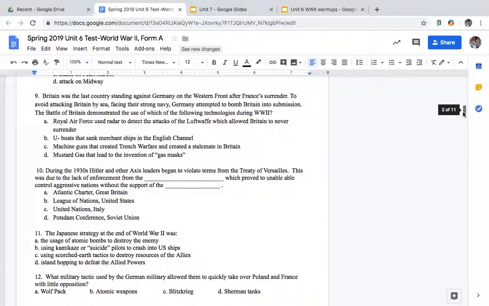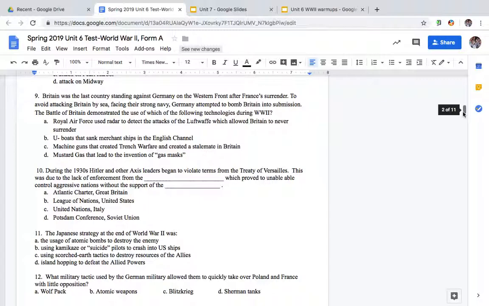Number 9. Britain was the last country standing against Germany in the Western Front after France's surrender. To avoid attacking Britain by sea, facing their strong navy, Germany attempted to bomb Britain into submission. The Battle of Britain demonstrated the use of which of the following technologies during World War II? A. The Royal Air Force used radar to detect the attacks of the Luftwaffe, which allowed Britain to never surrender.